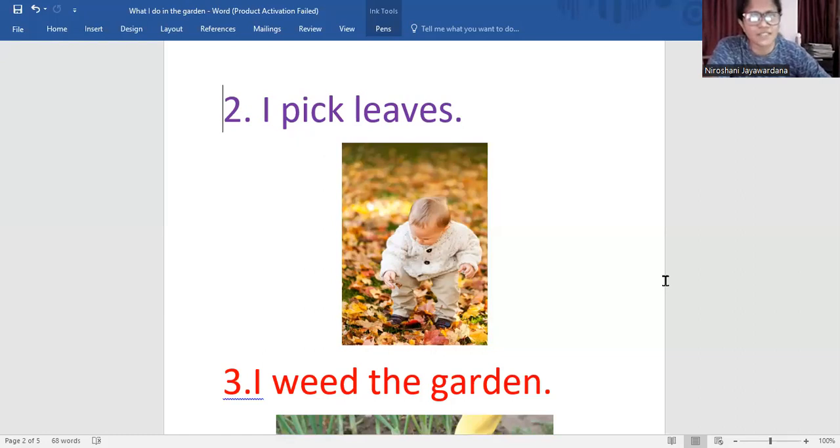I can see the sky. There are clouds. Picture number 3. There is a wheelbarrow. I can see a rake. I can see flowers. There are boys. There are girls. Good.